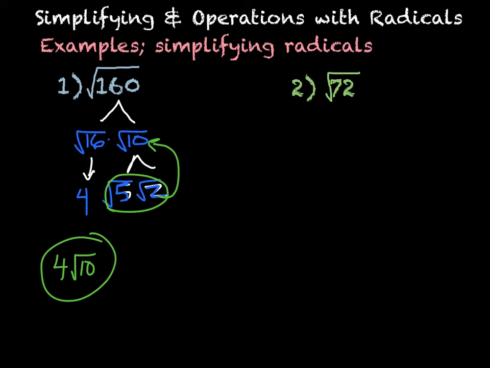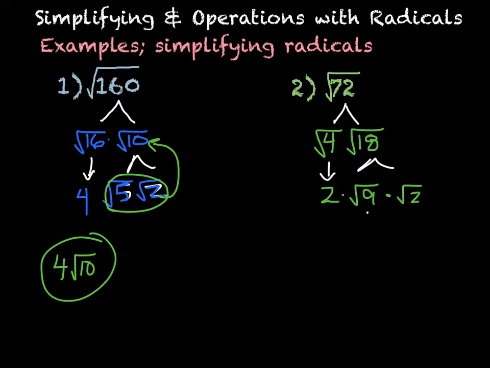Next one, square root of 72. I'm going to break that down looking for my perfect squares. So I could say 4 goes into 72, and 4 times 18 is 72. So the square root of 4 times the square root of 18 is the square root of 72. The square root of 4 is just 2, and now I break down my 18 into the square root of 9 times the square root of 2.